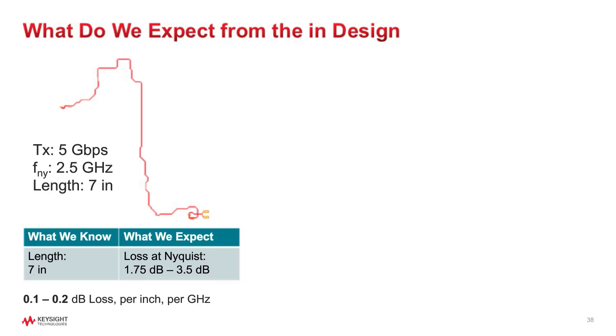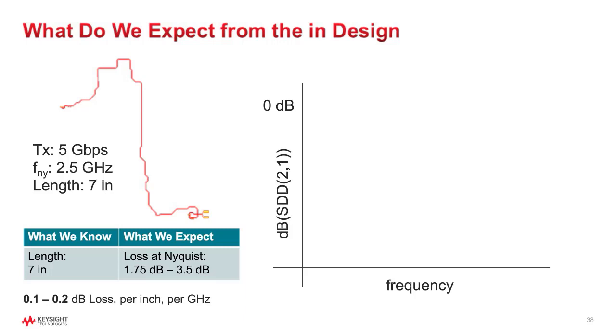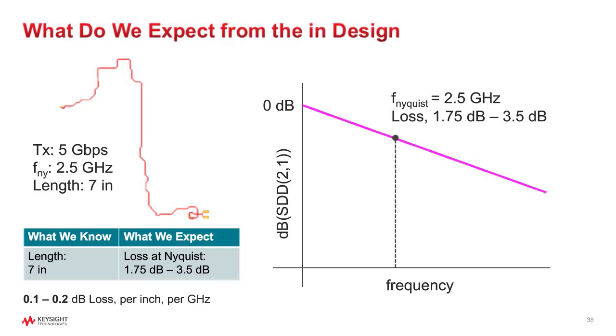On the right, I'm going to show what we expect is SDD21, differential insertion loss, versus frequency. This is the line we expect. We have a Nyquist at 2.5, loss between 1.75 to 3.5 dB.